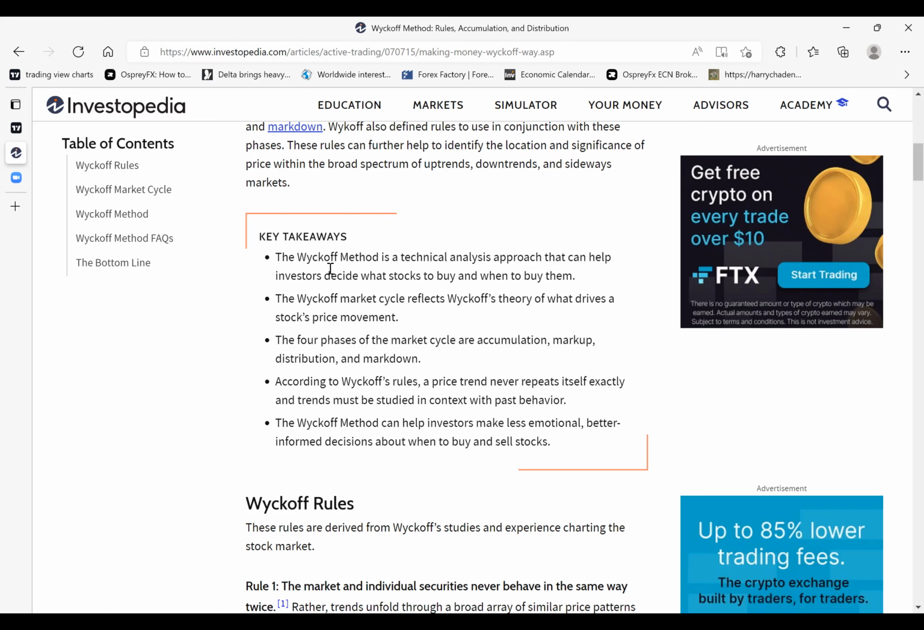They both understand that there's a market cycle, right? This is very important as a trader. There's a market cycle.